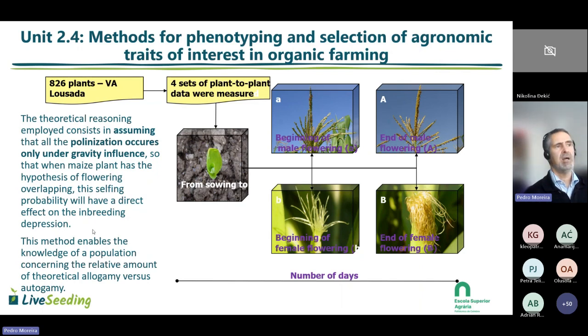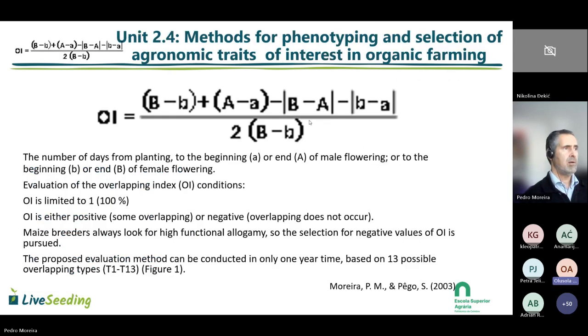So this means that when this is happening, and this is happening at the same time, you will have a full overlapping. But there are different ways that we are going to see. So this method enables the knowledge of the population concerning the relative amount of theoretical allogamy versus autogamy. And a formula was developed to deal with this problem. So the number of days from planting to these several stages.